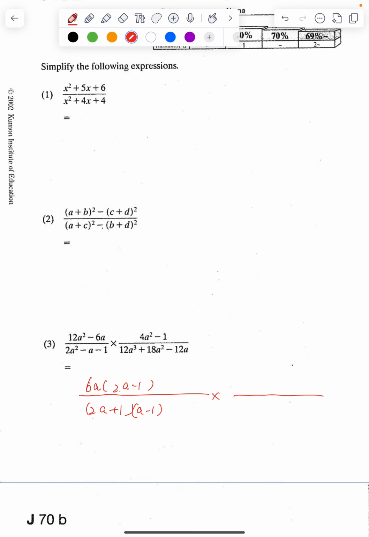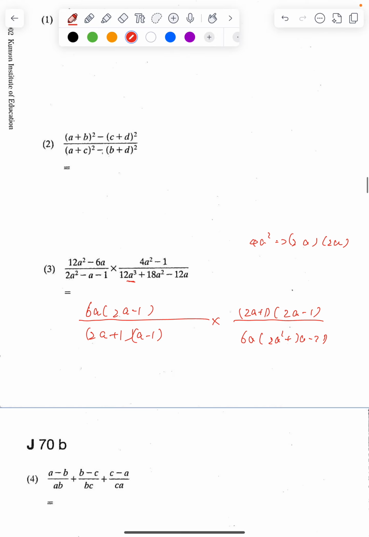So next part, the 4a squared minus 1. Think about the 4a squared as 2a times 2a. Okay, so then you have 2a plus 1, this is the difference of squares formula, and 2a minus 1. On the bottom, you have 6a, and you have 2a squared plus 3a minus 2, because you have a factor of 3. So that's why you want to take out the 6.